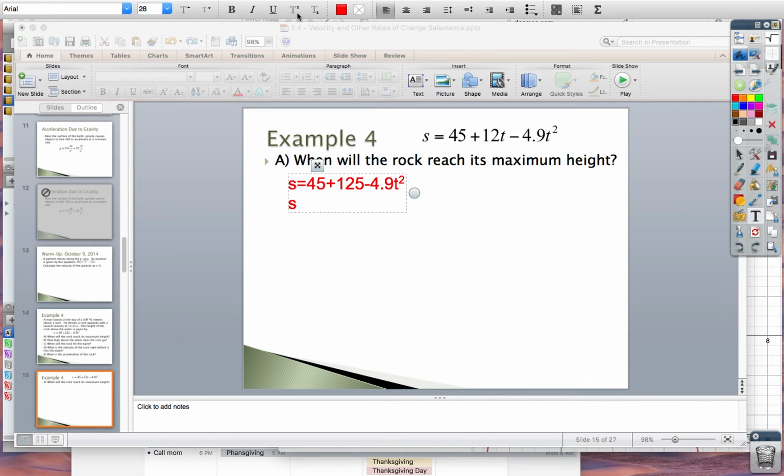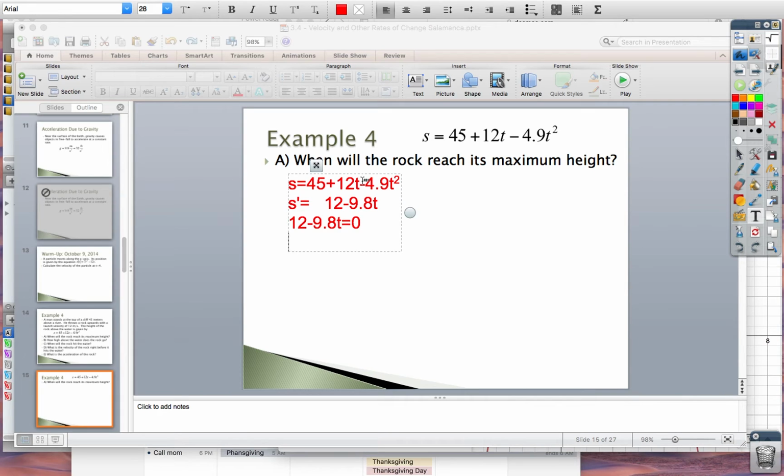We're going to take s prime to find that rate, or to find the maximum height. So this becomes, it's not 125, it's 12t. So this becomes 12 minus 9.8t is our final answer, or is our derivative. Now remember, when we take the first derivative and we solve it for 0, like we're going to do, 12 minus 9.8t equals 0, this is going to find our critical point.